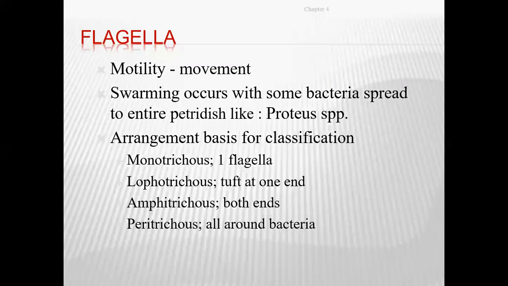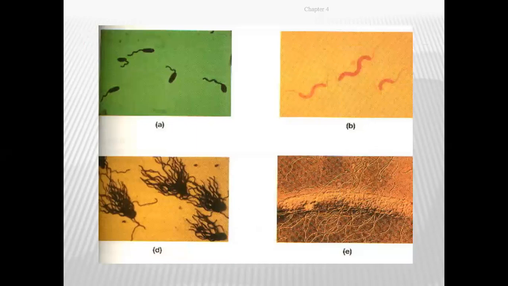Amphitrichous presents at both ends, or peritrichous all around the bacteria, such as in case of members of Enterobacteriaceae, E. coli, Klebsiella, and others. This figure explains the type of flagella and arrangement.